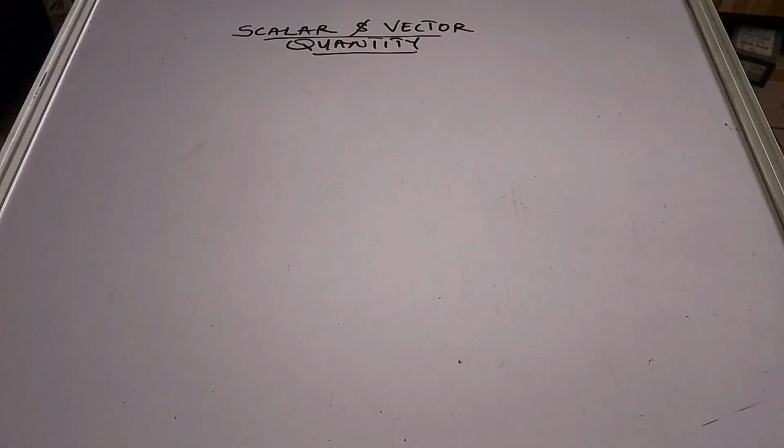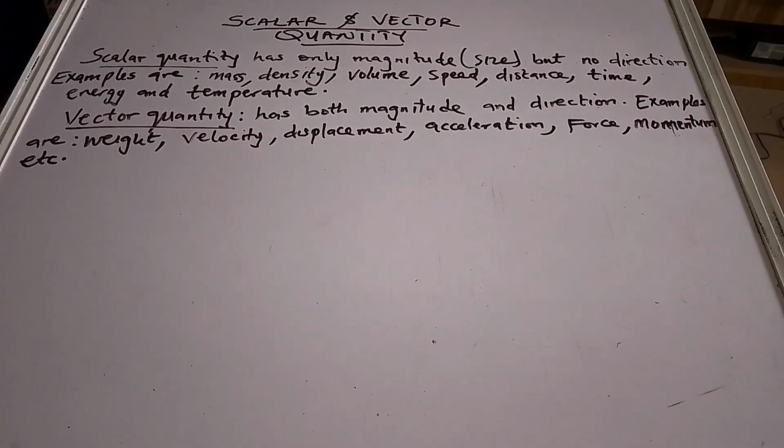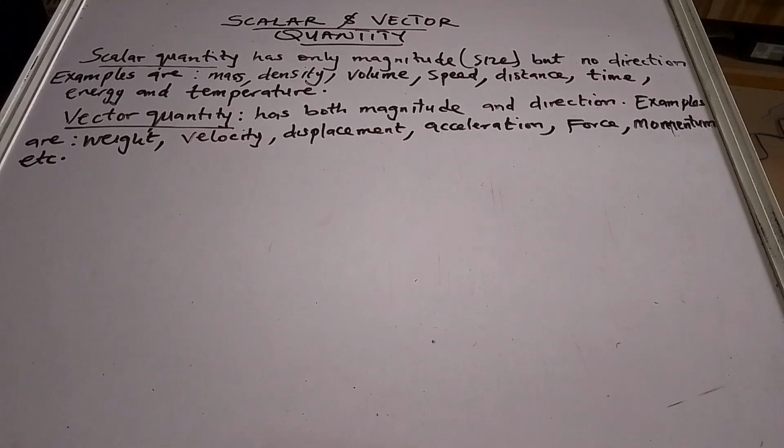So what are scalar quantities? Now, a scalar quantity is one which has only magnitude but no direction. These are examples of quantities that have size, they have magnitude in terms of their size, but they don't have direction. Examples of these quantities are density, mass, volume, speed, distance, time, energy, and temperature. So as we have it on the board, you can see that scalar quantities have magnitude but no direction, and these are the examples as we have it on the board.